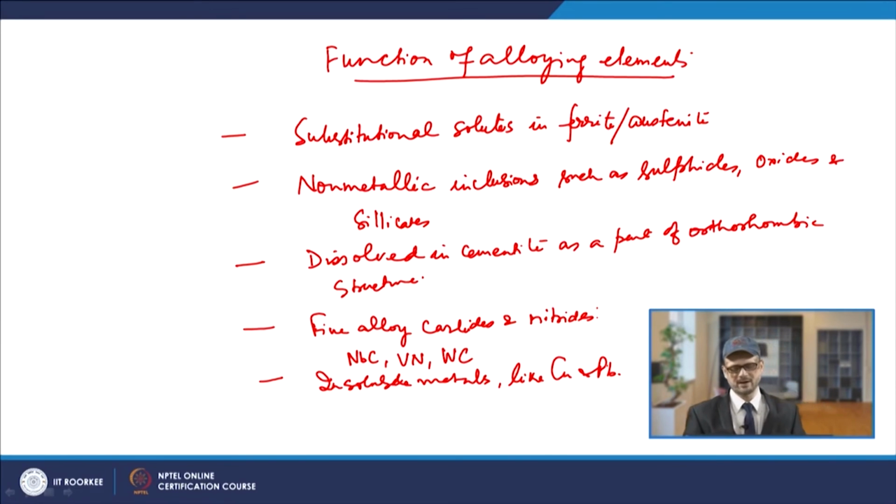Apart from that, many a times some of the sulfides or phosphides or insoluble metals are basically for improving the machinability of the steel. And many a times these alloy carbides will be pinning down the migrating boundaries during the recrystallization and grain growth. So, they will be helping in getting a fine size. That is another advantage of these alloying elements.